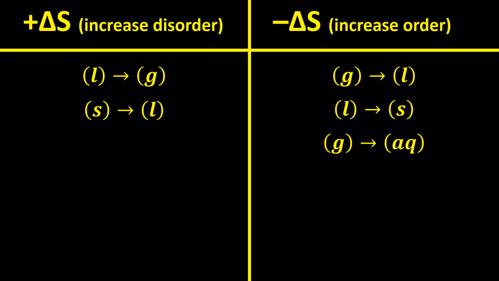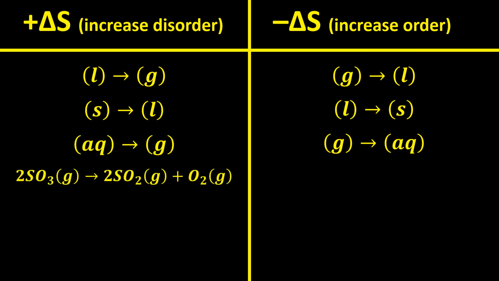So if we reverse this, we end up with some gas that's trapped in the aqueous state that gets released back into the gas state. Then what we've done is we've increased the disorder and we have a positive delta S.